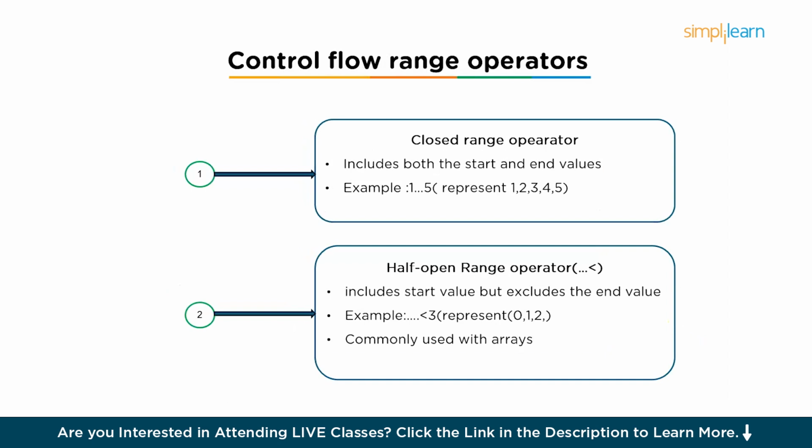Moving on to the next topic, it's control flow range operators. So firstly we have the closed range operator. The closed range operator, denoted by three dots, defines a range that includes both the starting and the ending values. So I've already given you an example which is 1...5, which is a representation of 1 to 5 numbers. And then we have the half open range operator. The half open range operator, denoted by ..<, defines a range that includes the starting value but excludes the ending value. For example, the expression 0..<3 represents 0, 1, 2.